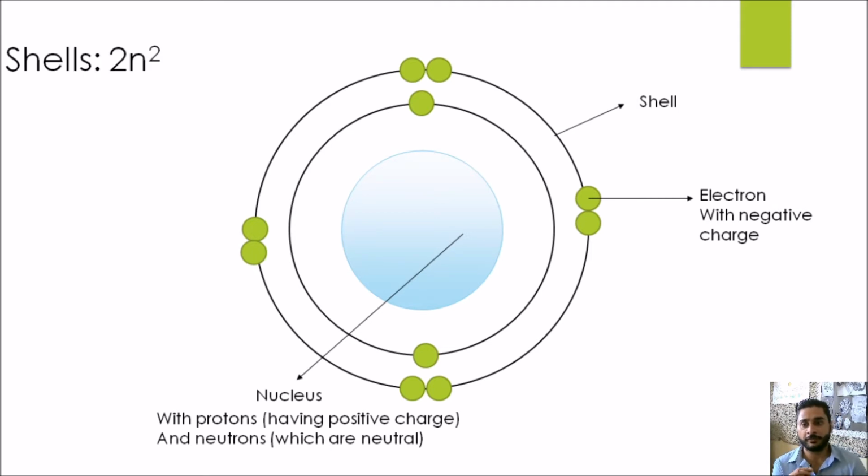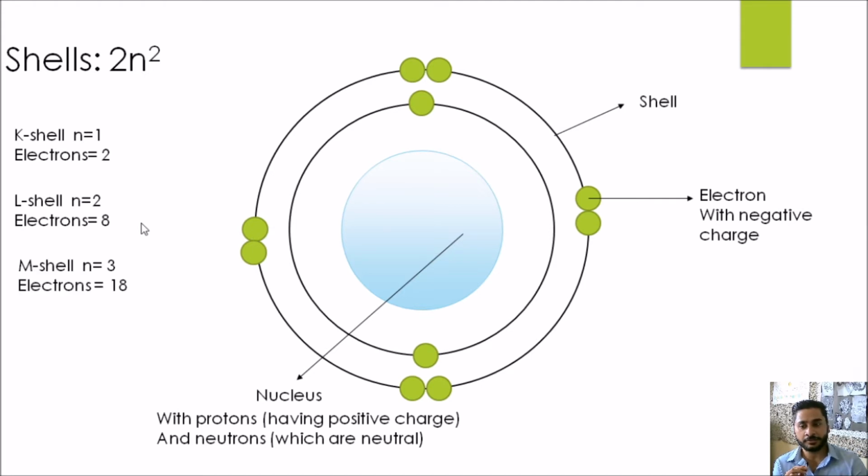For finding out the number of electrons in the shells, we have a simple formula, 2n squared. The first shell is called K shell and the number of that shell is 1. If we put the value 1 in this formula, we get 2 electrons in the K shell. The next shell is L shell, the second shell, so n is 2. If we put it in this formula, we get 8 electrons in the L shell. The third shell is called M shell, and its number is 3. So if we put 3 in this formula, we will get 18 electrons.